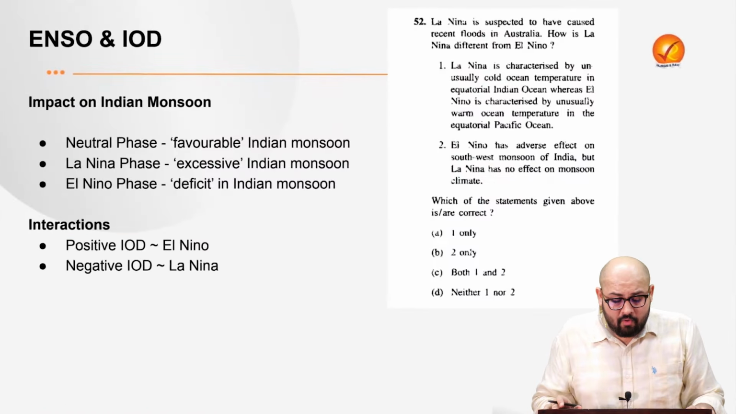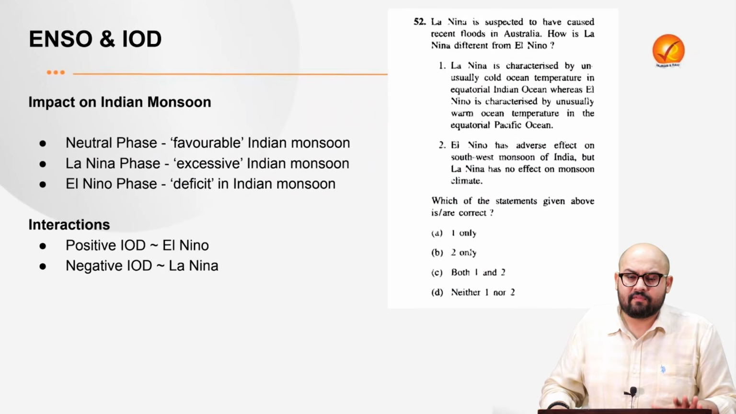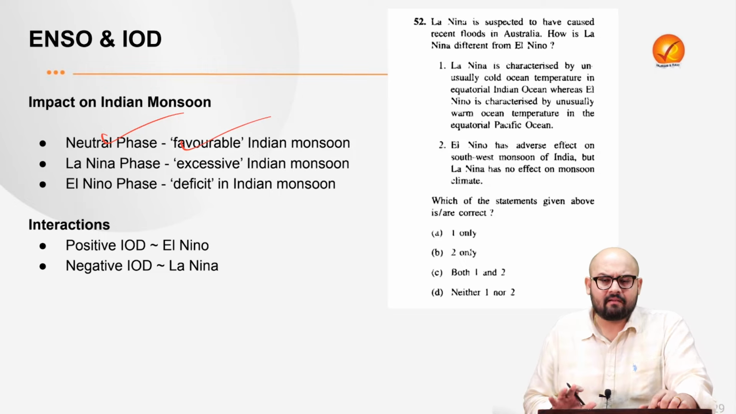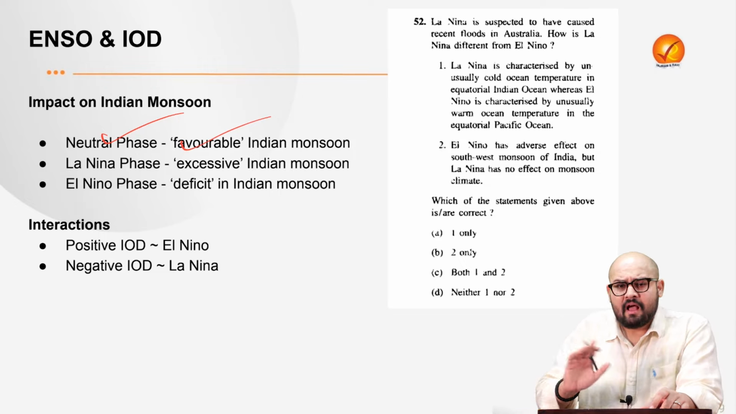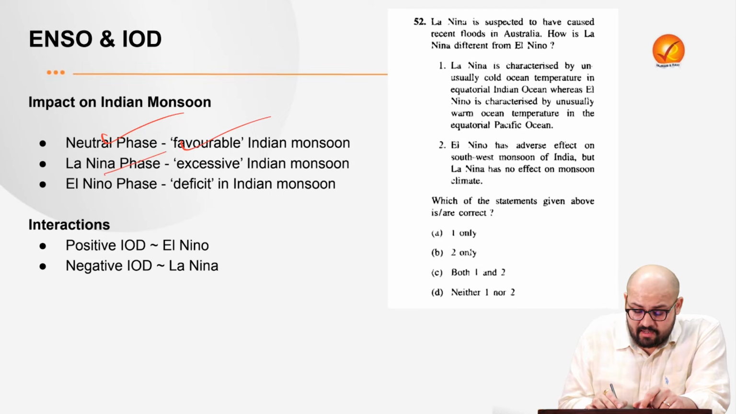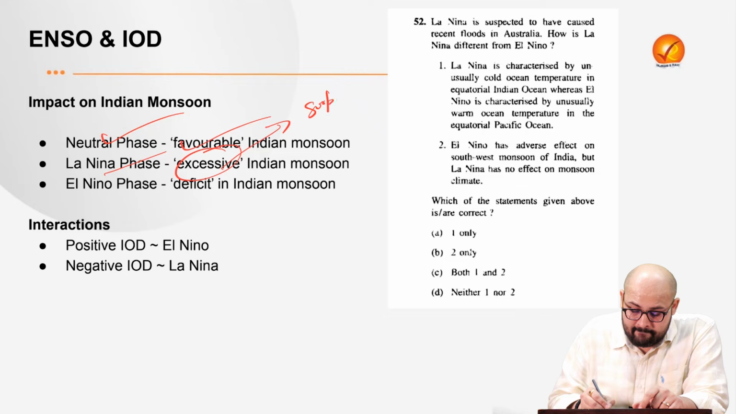Now, what is the impact on the Indian monsoon because of the neutral phase of ENSO, the La Nina phase and the El Nino phase? See, in the neutral phase of ENSO, what we have is a favorable condition, that is normal rainfall we have. We have got above normal or average rainfall. What happens in the La Nina phase is that we have got excessive Indian monsoon. What it means is we have got surplus.